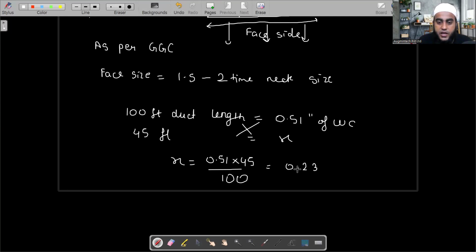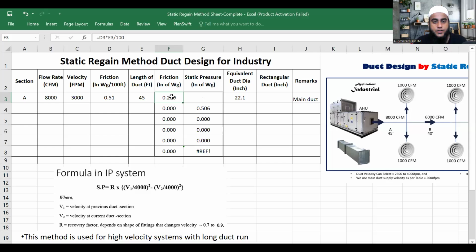It means in 45 feet of duct length, the friction loss value which we have got is 0.23 inch of water column. Okay. So the same formula I have applied in the Excel sheet. When you see, we have got the same friction value. Total friction in 45 feet of duct length is D3 into E3 divided by 100, 0.23. Is it clear? Understood?